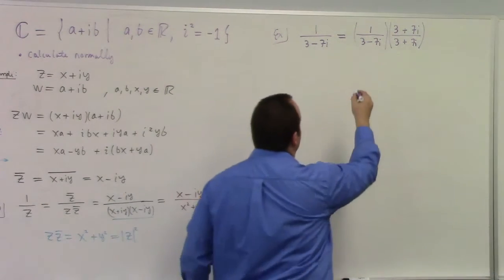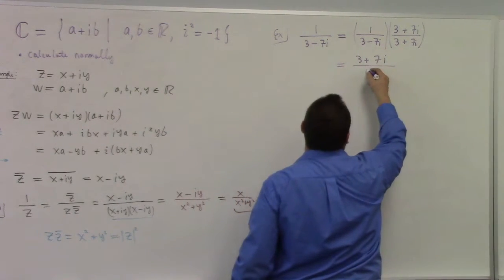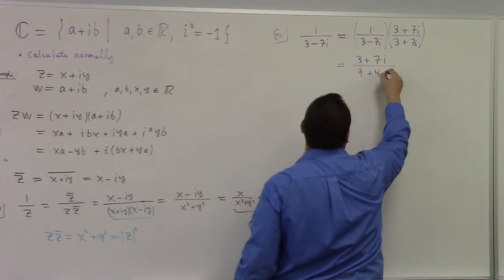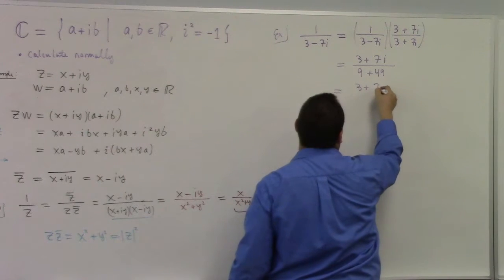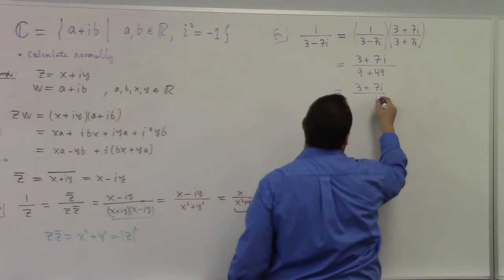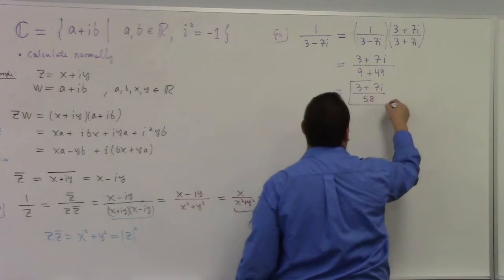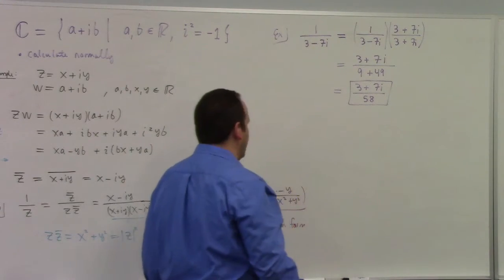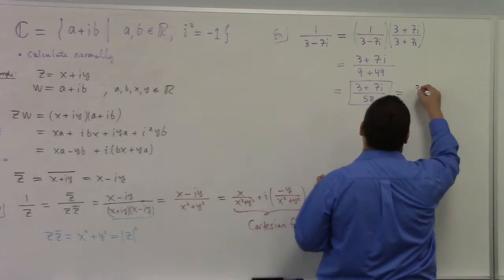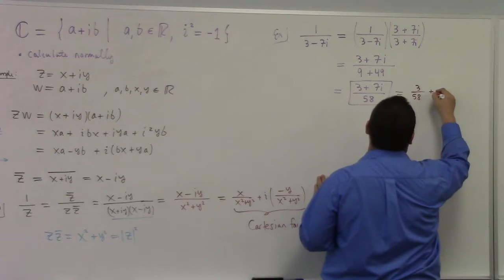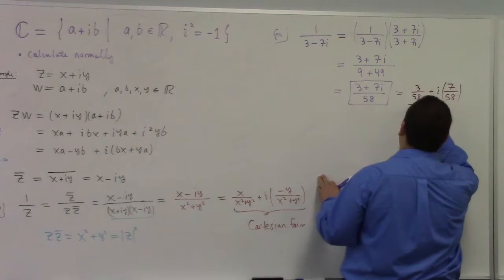And so what's this give us? 3 plus 7i over what? 9 plus 49. So there you go, 3 plus 7i over 58. If I ask for Cartesian form, you can write it like that. There are some people who are real sticklers. They'd say it's not in Cartesian form yet until you write this. I just assume that you guys are smart enough to realize that you can rewrite what I wrote in purple as what I wrote in red. No big deal.